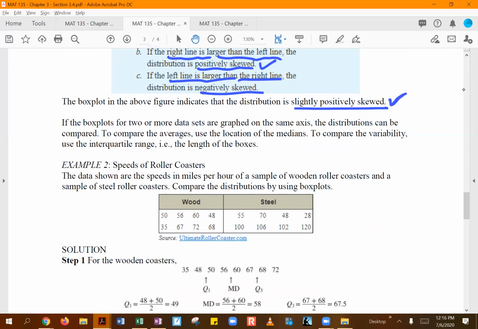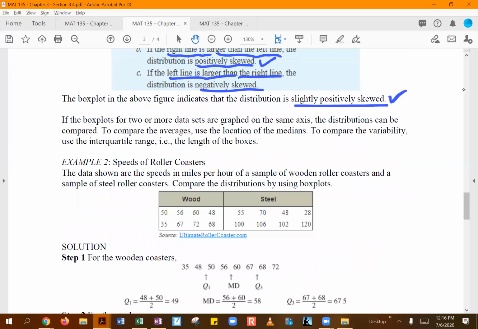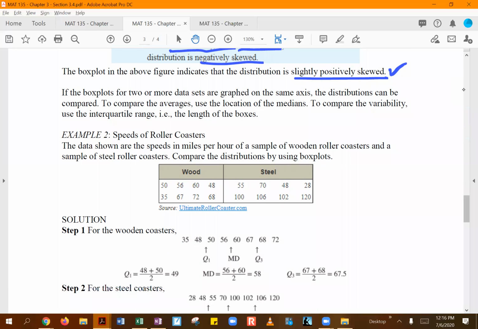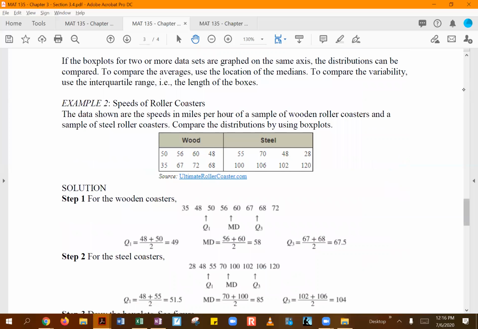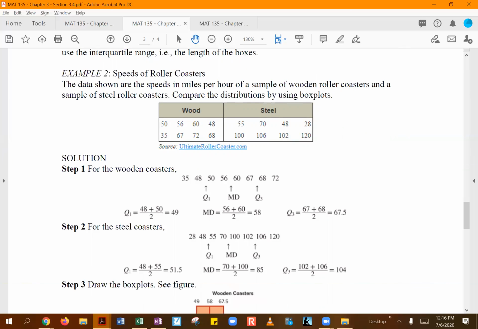And what kind of distribution do we have. They're also talking about how you can do comparisons with two or more box plots for two or more data sets on the same axis, and then you can compare the kind of distributions they have. You can compare the averages by looking at the location of the median on your graph, and then how variable our data set is by looking at the length of the box itself. So what is your basic interquartile range in that case?